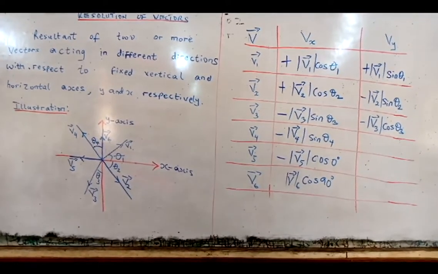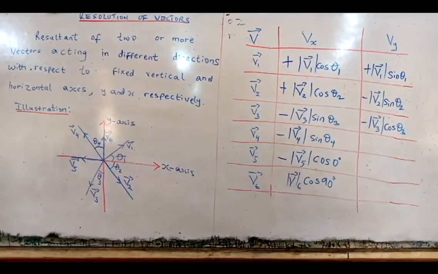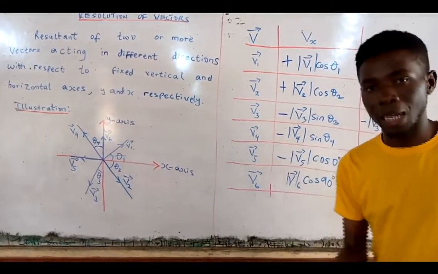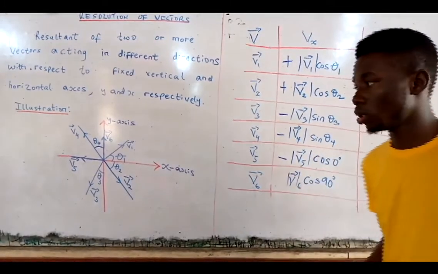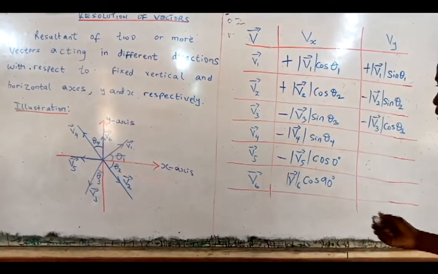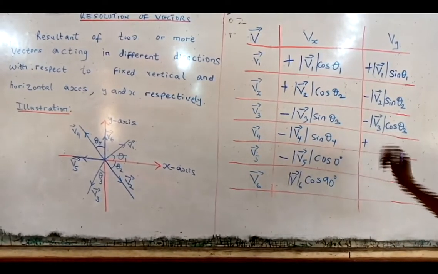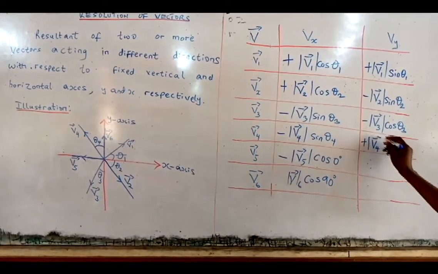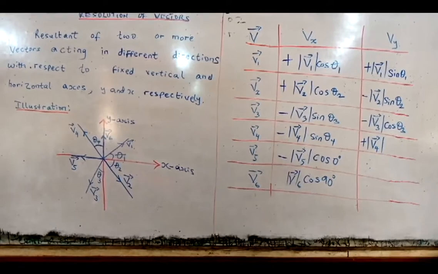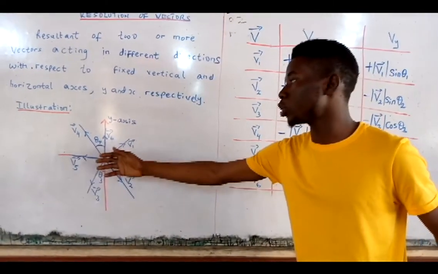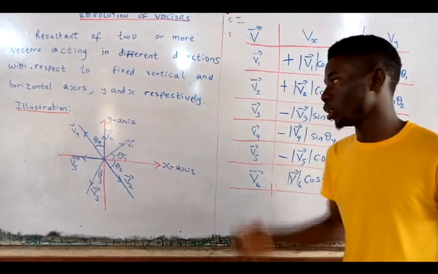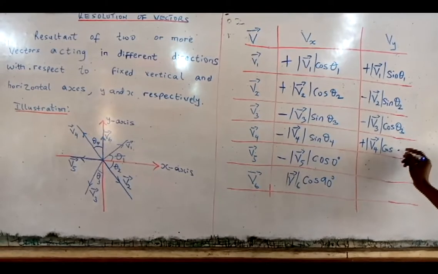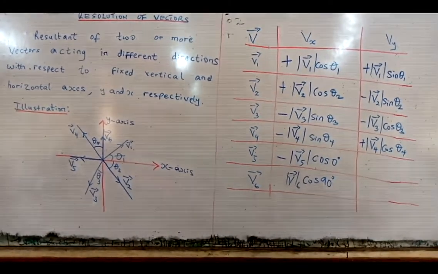The next one on our list is vector v4. Vector v4 is at the top, which implies that it is going to have a positive value with respect to the y-axis. That is, we have plus followed by the magnitude of vector v4. And considering the direction, that is the angle between v4 and the y-axis, this implies that I'm going to make use of cosine of the angle theta 4.